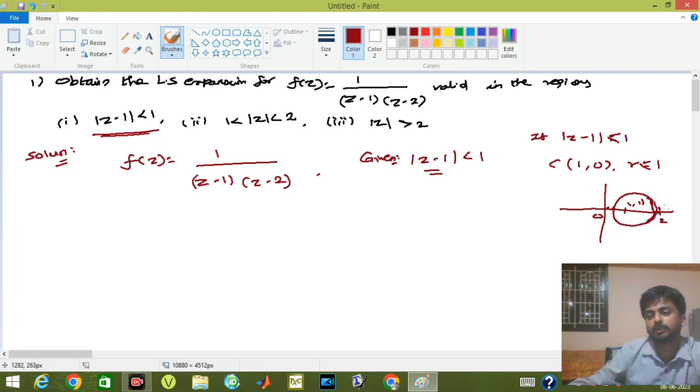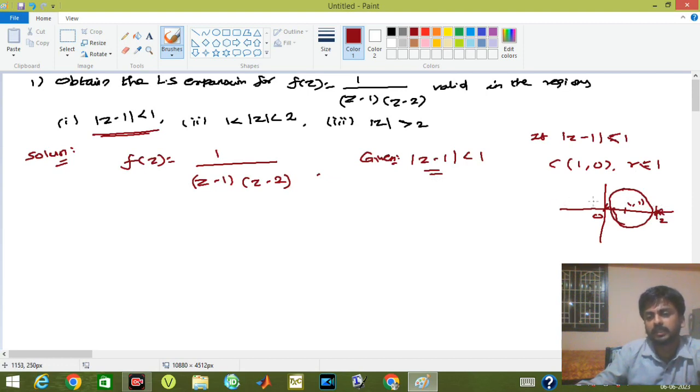So this is 2. Let me draw a circle once again. It is closer to 2 but should not touch 2. It is closer to 0 but it should not touch 0. Then only is the radius less than 1. Now z equal to 2 will definitely lie outside.